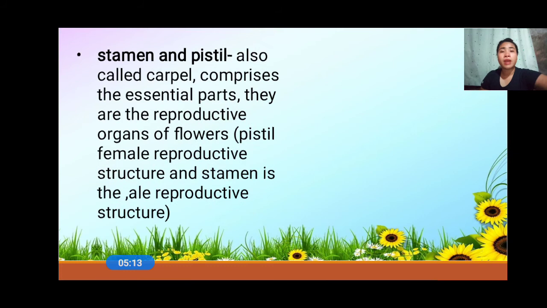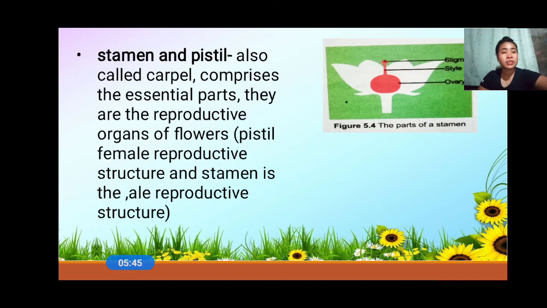And then we have the stamen and pistil, also called the carpel. So stamen and pistil are also called the carpel. So it comprises the essential parts because stamen and pistil are the reproductive organs of the flower. So the pistil is the female reproductive structure and the stamen is the male reproductive structure. Okay, so what is the female reproductive structure? Pistil. Okay, what is the male reproductive structure? Stamen. Okay, so here is the illustration. That is the parts of the stamen, stigma, style, and ovary.